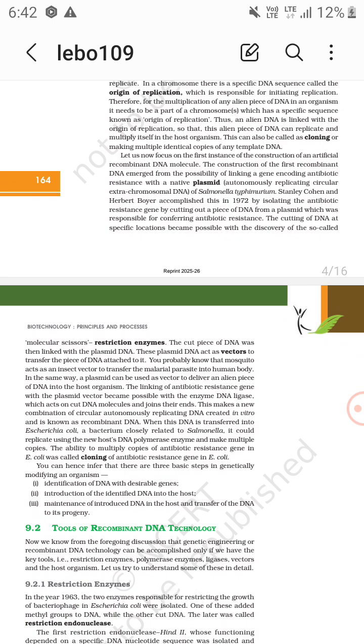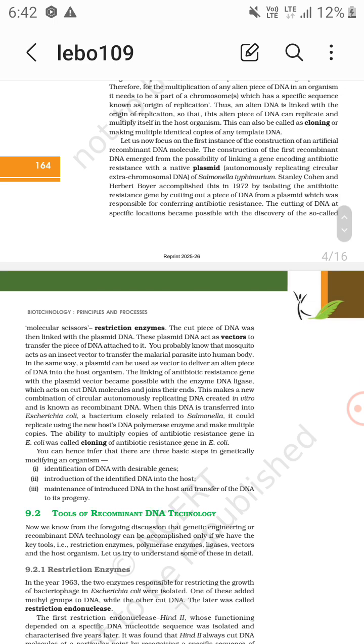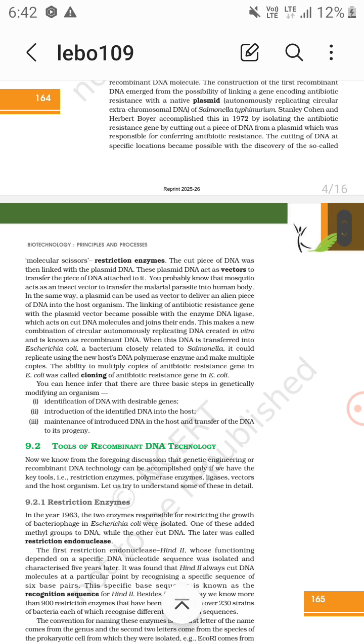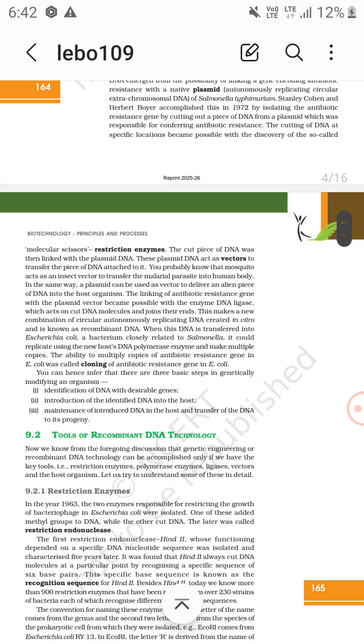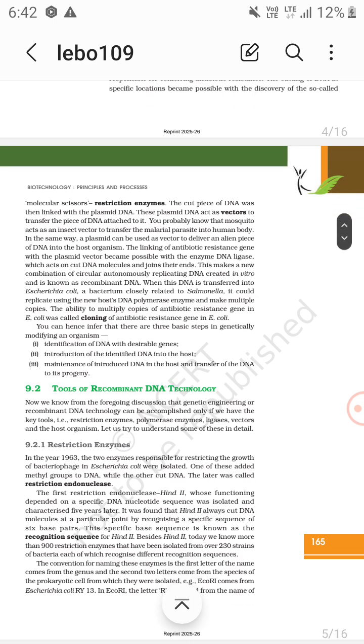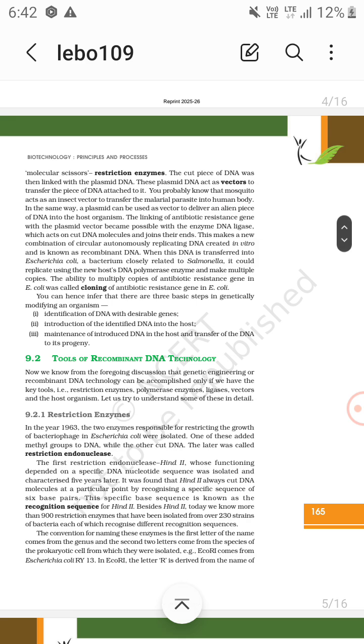Recombinant DNA technology is possible because of molecular scissors, that is restriction enzymes, the very enzymes which we study. The special one is restriction endonuclease, right? Now vectors transfer the piece of DNA. It is kind of like a carrier or vehicle. Now DNA ligase joins the DNA fragments. Now cloning makes multiple copies.